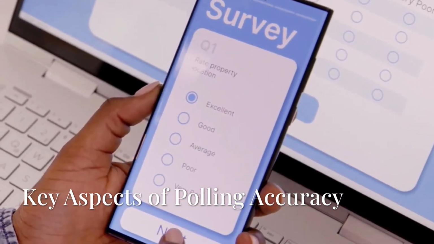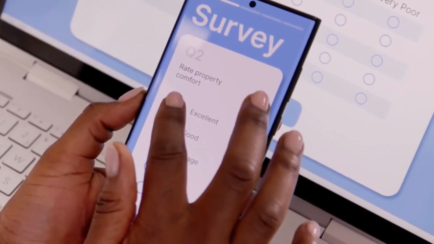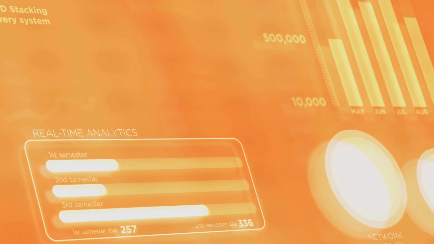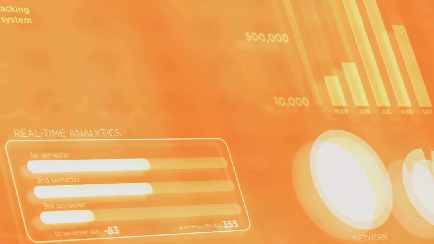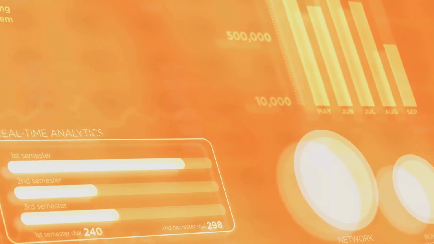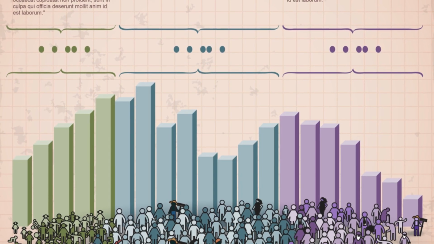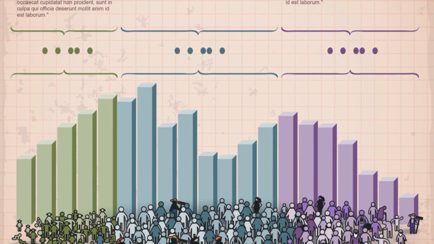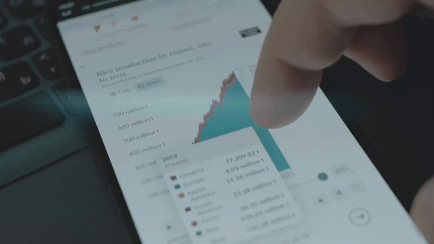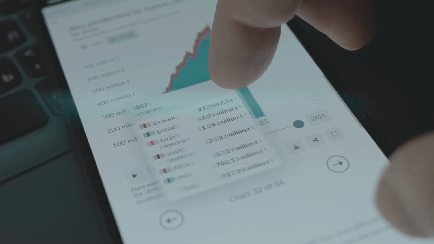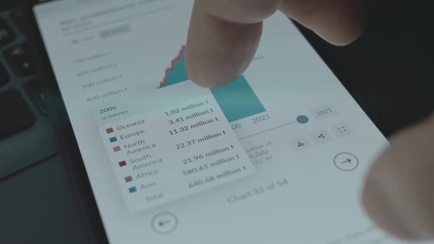Key aspects of polling accuracy involve several important factors. Sampling techniques such as random sampling, where every individual has an equal chance of being selected, help reduce bias. Stratified sampling divides the population into subgroups or strata to ensure representation. The margin of error, or MOE, is a measure of accuracy. A lower MOE means a more reliable poll.